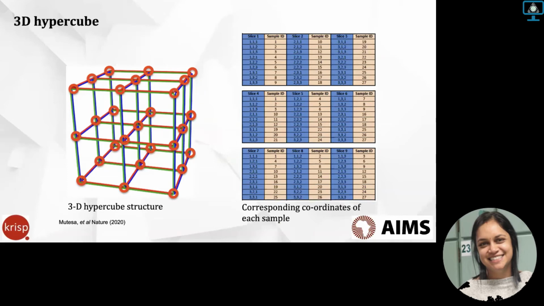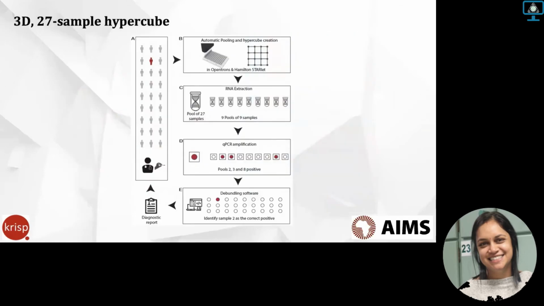And based on this pooling pattern, if one infected individual is present, then tests on each of the 9 slices can identify their coordinate in that direction. Hence, only 9 tests are needed to uniquely identify them. Obviously, as the viral prevalence decreases, the optimal group size and dimension size can also increase, into a 4-dimensional hypercube, for example. To illustrate this, this is what we do in the lab.